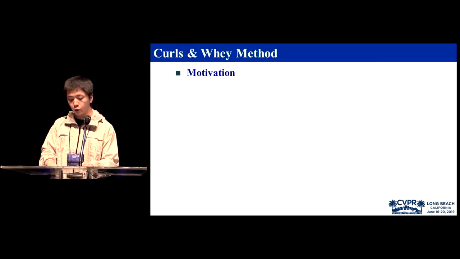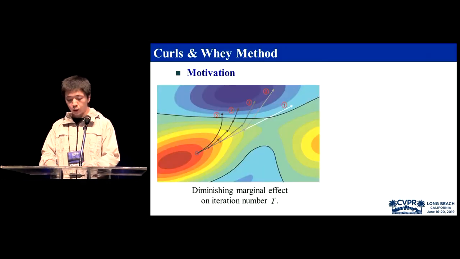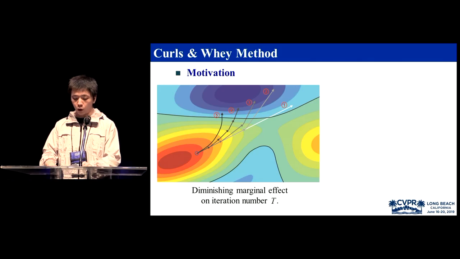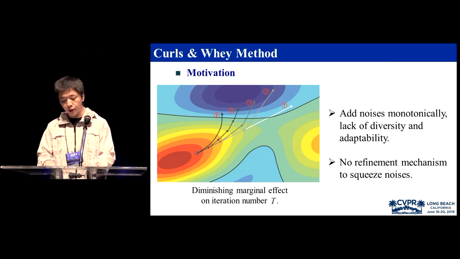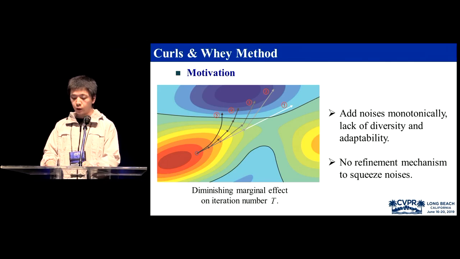Next, I'll talk about our curse and away method. Existing iterative attacks have diminishing marginal effect on iteration number T. The improvement of noise reduction gradually reduces as the iteration steps increase. We believe there are two reasons. On the one hand, existing iterative attacks add noises monotonically along the direction of gradient ascent, resulting in a lack of diversity and adaptability of trajectories. On the other hand, there is no refinement mechanism to squeeze redundant noises.